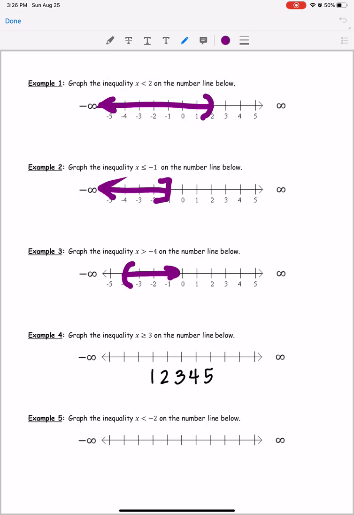So use this as an arrow. It's going in this direction. So start at 3. Use it as an arrow going this way. And then because it's got this line under it, that means it's going to be a bracket.